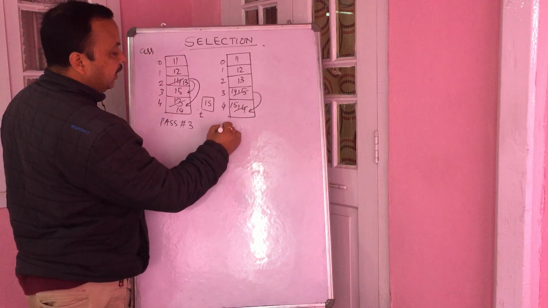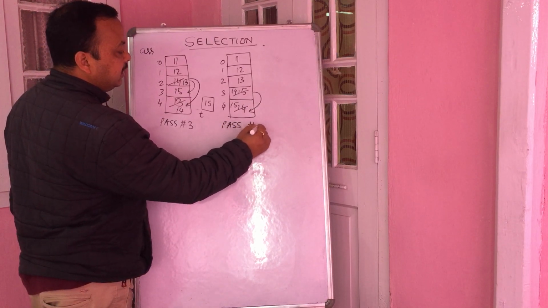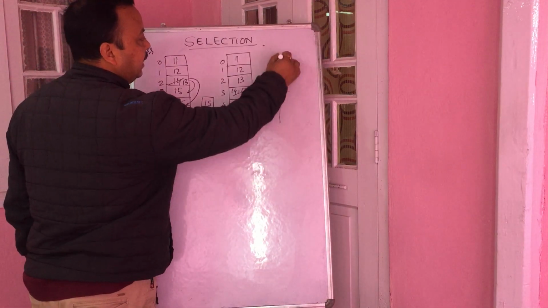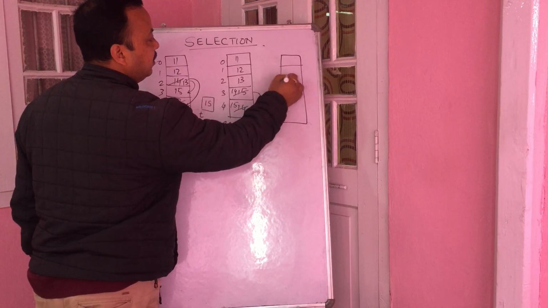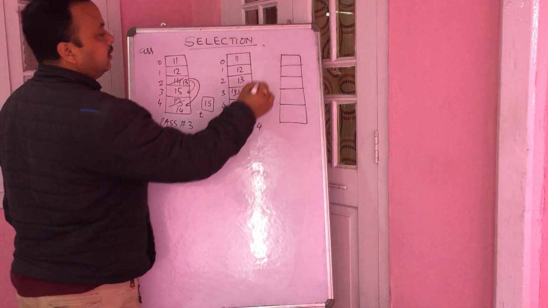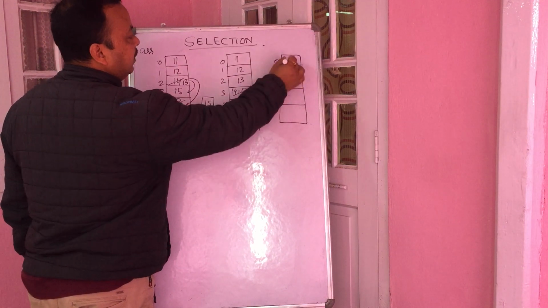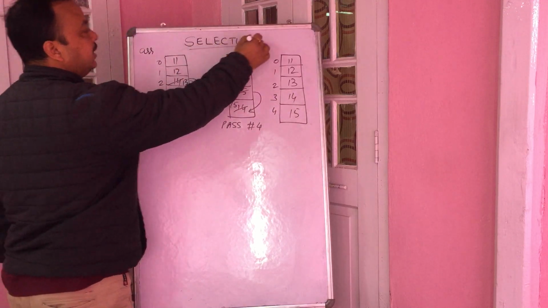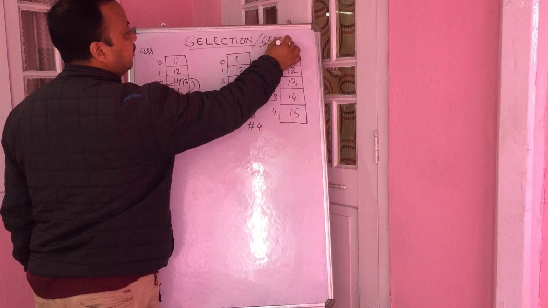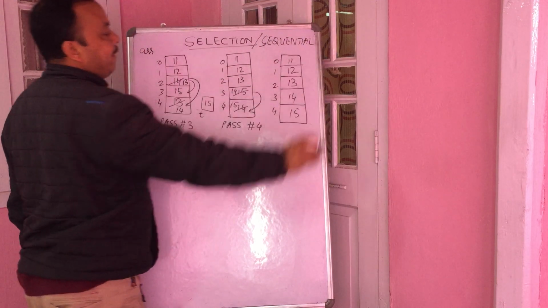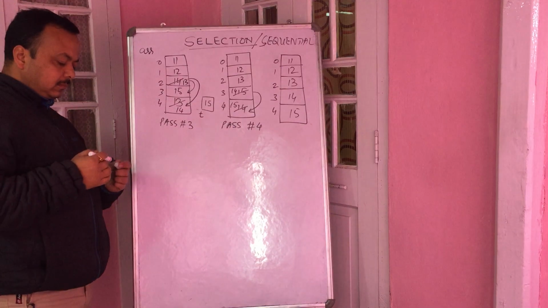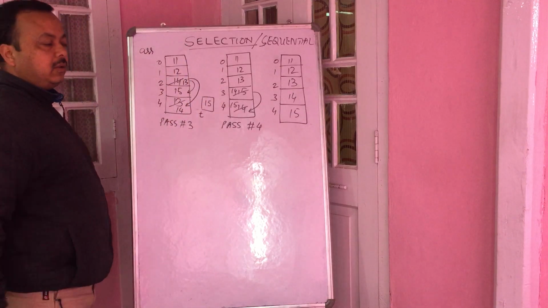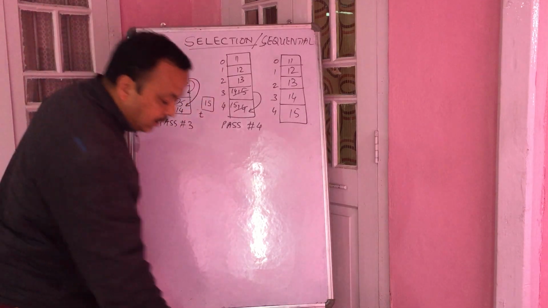So this is the end. Now we have achieved the last pass, which is pass number 4. And as a result of pass number 4, you will see that the array elements are all in order: 11, 12, 13, 14, 15. This is exactly what is selection or sequential sort. Now how do we write the program for the sorting technique? Let us take a look at the program.